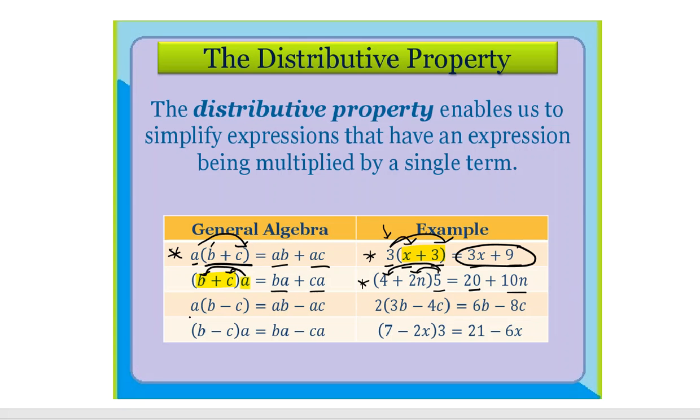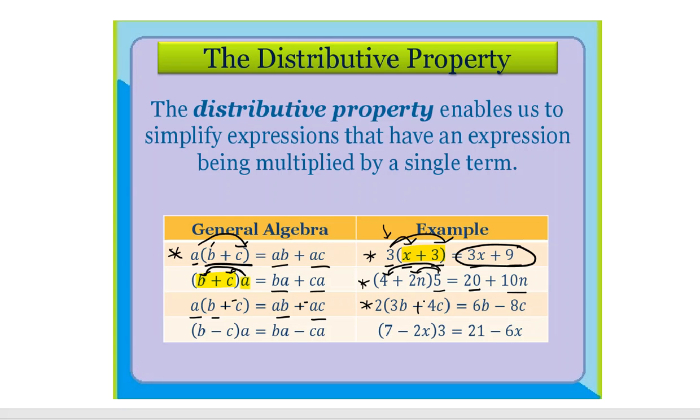We have an A multiplied by, inside the parentheses, a B, and this subtraction right here, this minus C. We can rewrite this as adding a negative because we want to remember that in the end, this is going to be a negative AC. So A times B is AB, A times negative C is negative AC. Okay, let's look at the one with numbers and variables.